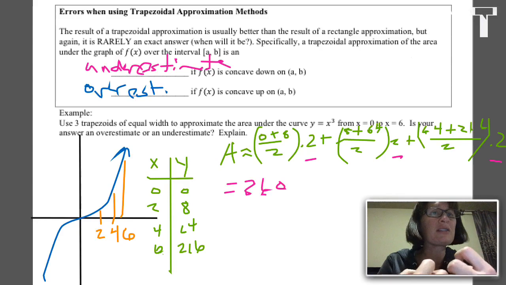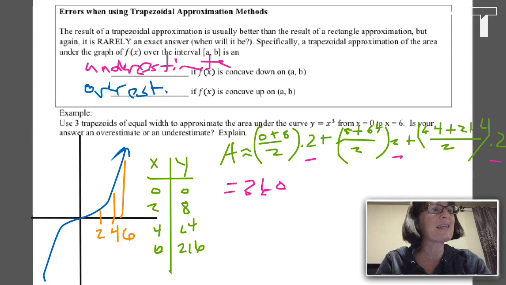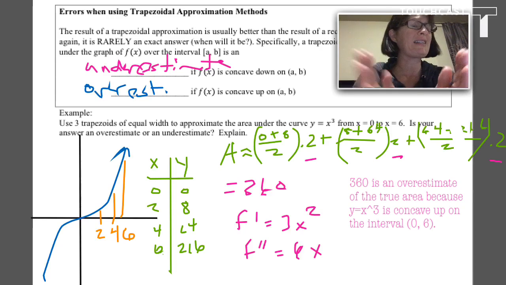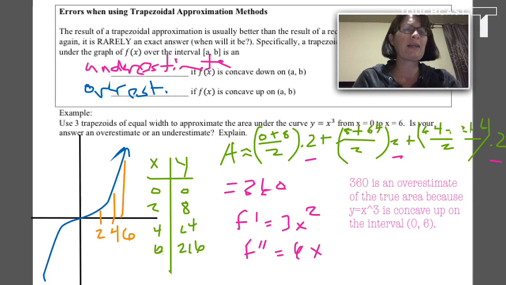So now we want to answer this second question. Is that an overestimate or an underestimate? The answer has to come from checking the concavity of f. So here's my final answer. I've determined that f double prime is 6x, which I know is positive on the interval 0 to 6. So I can say 360 is an overestimate of the true area because y equals x cubed is concave up on the interval 0 to 6.